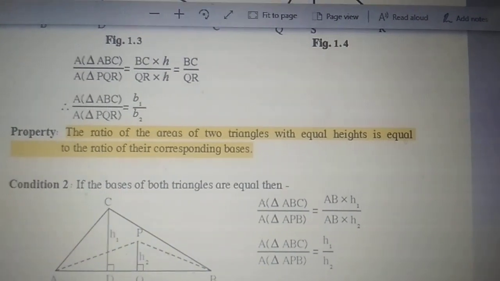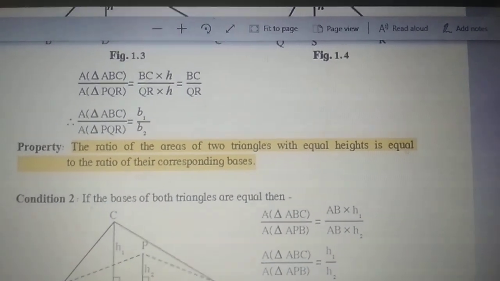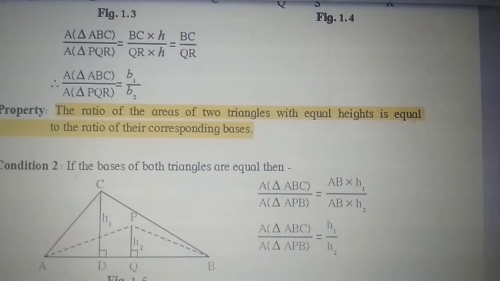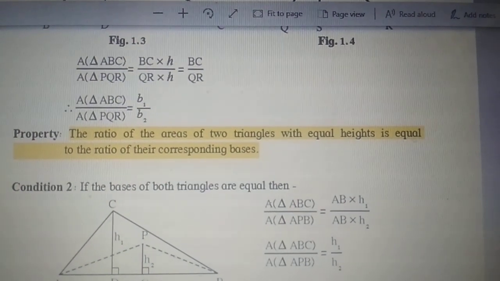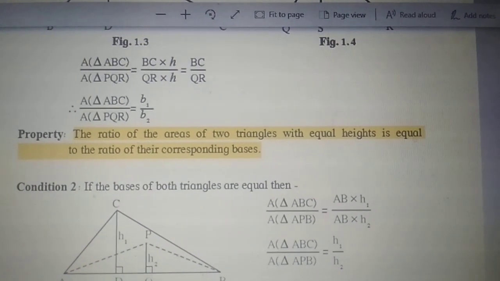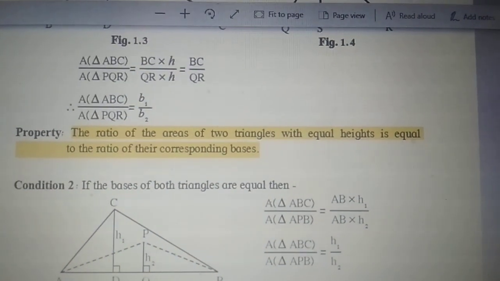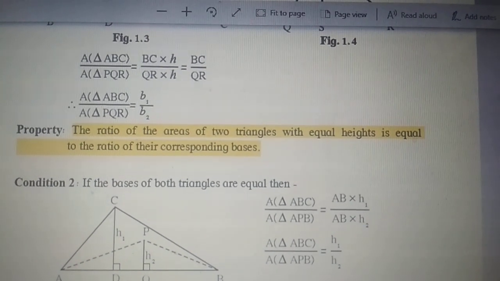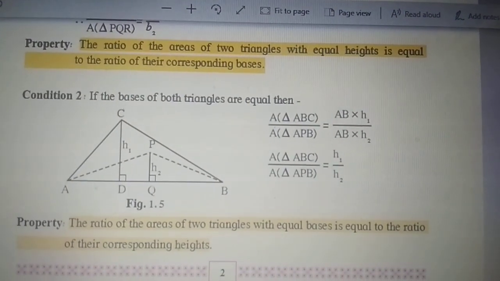Now the second property, for equal height: two triangles having equal height. What is that property? See here, the ratio of the areas of any two triangles with equal heights is equal to the ratio of their corresponding bases. That is, the ratio of areas of two triangles with equal heights, h1 equals h2, is equal to the ratio of their corresponding bases. That is, a1 upon a2 equals b1 upon b2 if h1 equals h2.